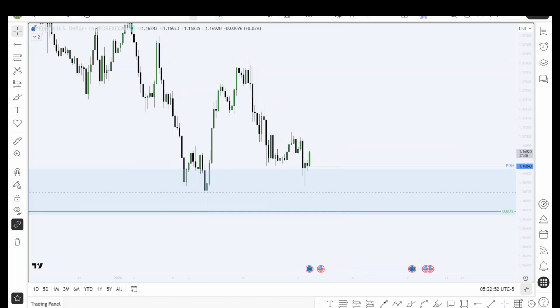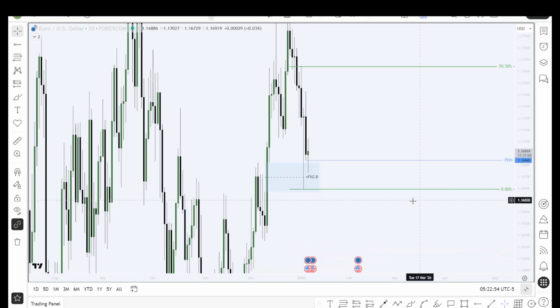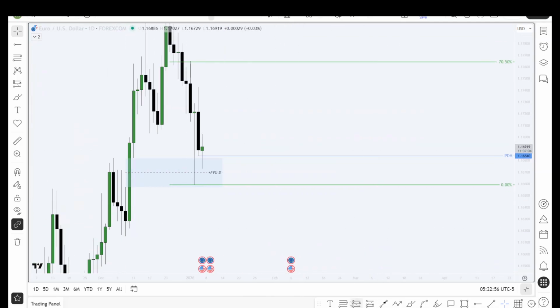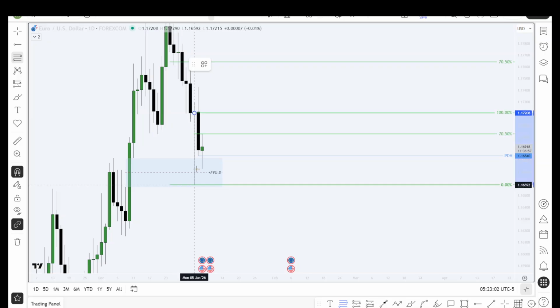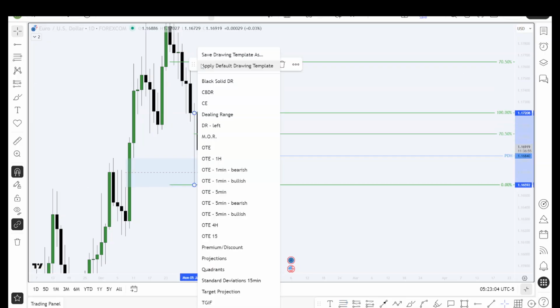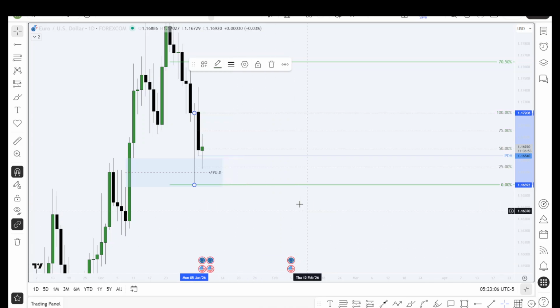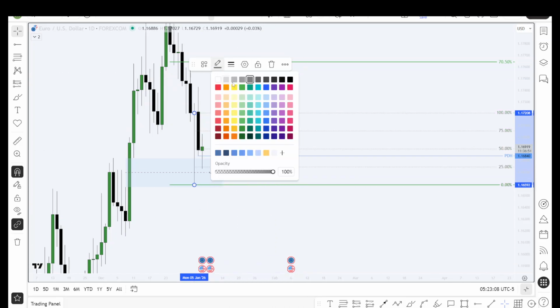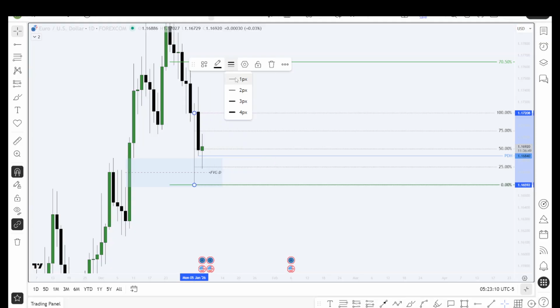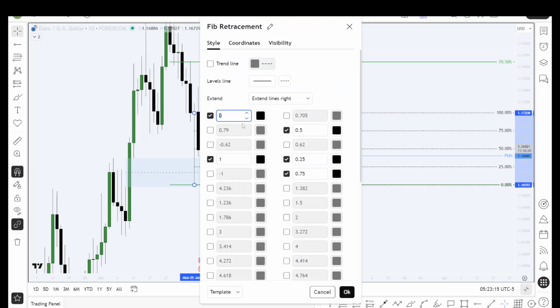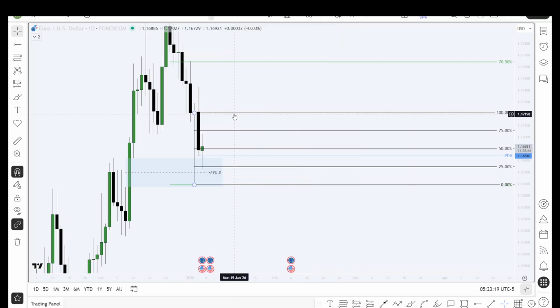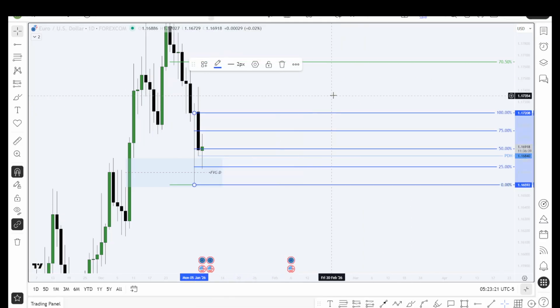And what I wanted to do also was this big wick. I want to grade this big wick because, as you see, how price reacts on it was very nice. So let's do this in quadrants. Make it a little bit bigger. And I want some lines. Okay, cool. Let's make it blue.